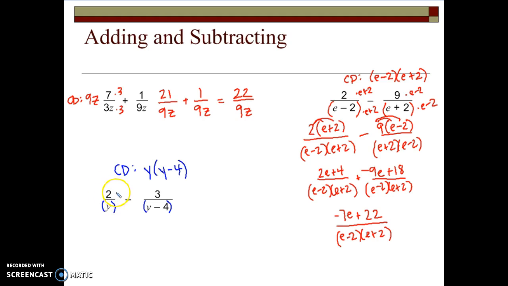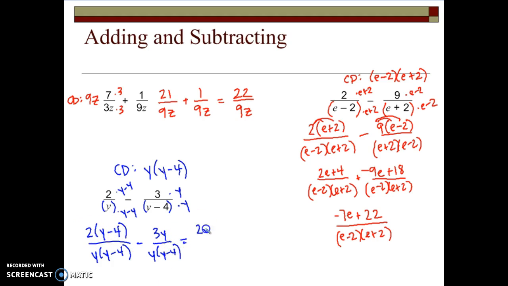So the one on the left over here is missing the y minus 4, top and bottom, and the one on the right is missing just the y. So again, write it out so that you don't skip any steps. So I have 2 times y minus 4 over y times y minus 4, minus 3 times y over y times y minus 4. 2 times y minus 4 is 2y minus 8.